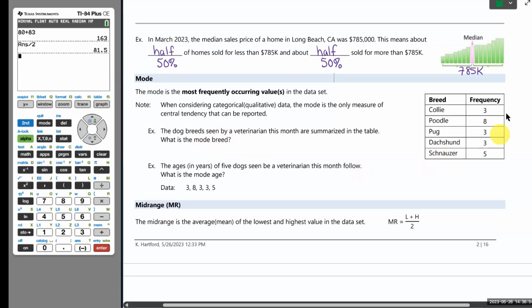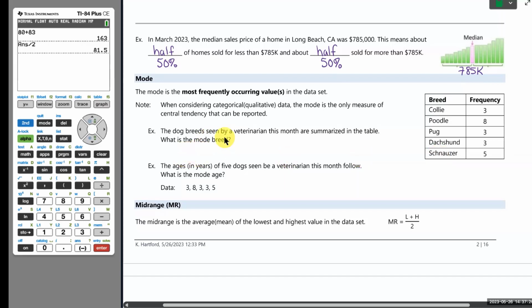I know it's summarized here, but let me just speak what this table is saying. If I wrote out all the dogs that the veterinarian saw that month, I'd have 3 collies. So I could write it across the page, collie, collie, collie. And then he saw 8 poodles. So poodle, poodle, poodle, poodle, etc. 8 poodles. He saw 3 pugs, 3 dachshunds, and 5 schnauzers.